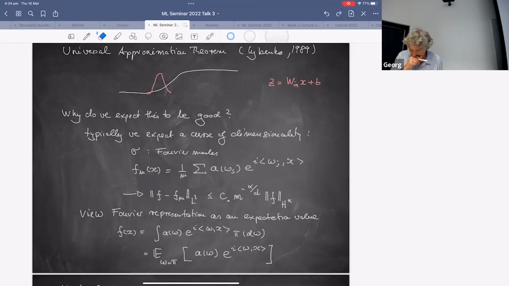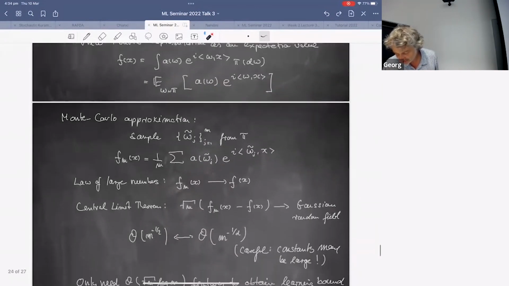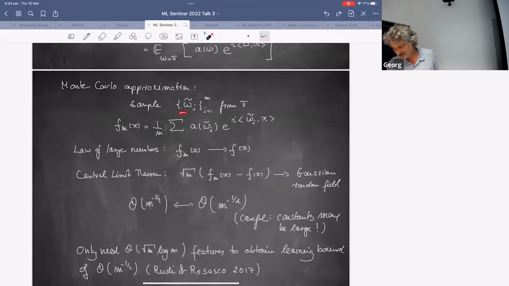But if I write this now as an expectation value, where I draw the omegas randomly from this measure pi, say the Bochner measure, then I can use a Monte Carlo approximation. I can evaluate the integral by drawing random samples from pi. Let's call them omega twiddle. And now I sum up only these omega twiddle modes, which are randomly drawn. When I do this, we know from the law of large numbers that we converge to F. So the more modes we take, the more we converge. It's the law of large numbers.